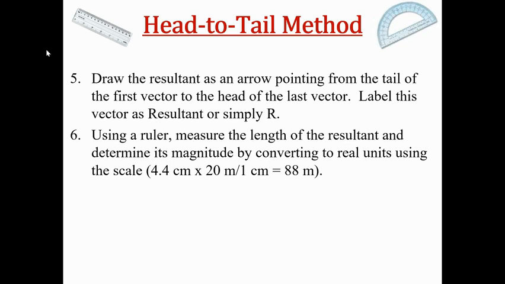So for example, if you use your ruler to measure the length of your resultant to be 4.4 centimeters, that's not your final answer for that resultant. You need to convert those units from centimeters back into the original real units that were in the problem. So we can use our scale, that 20 meters is equivalent to 1 centimeter, to convert this back into meters. So in this case, 4.4 centimeters represented 88 meters of displacement on our scaled vector diagram.